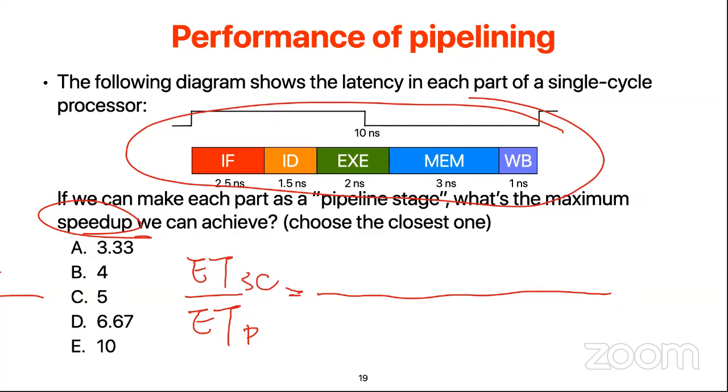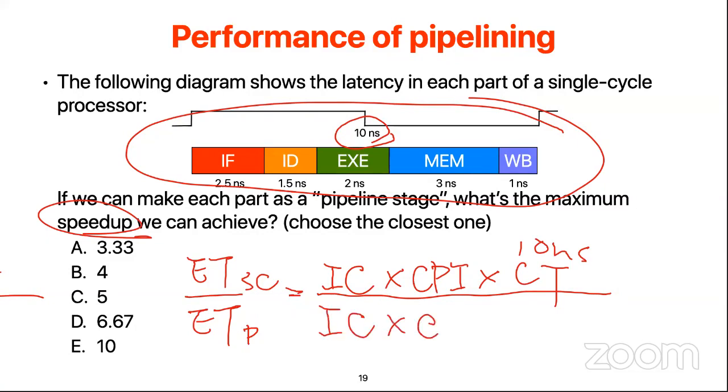Well, we know that the single cycle is 20 nanoseconds. Sorry, what does the equation look like? It's IC times 1 times the cycle time, right? And the cycle time which I put here is already 10 nanoseconds. And the IC here, you say the CPI is 1 for a single cycle processor, right? How about the pipeline processor? It would be 3.